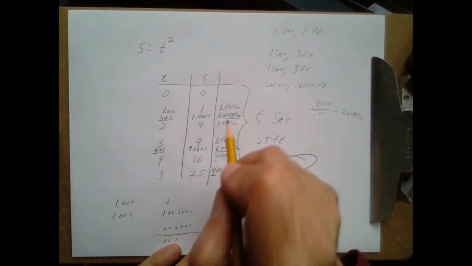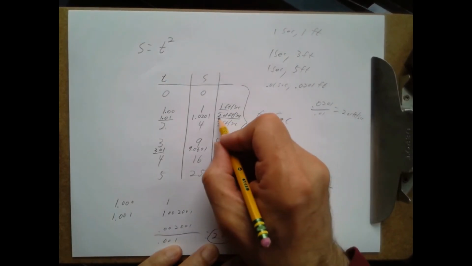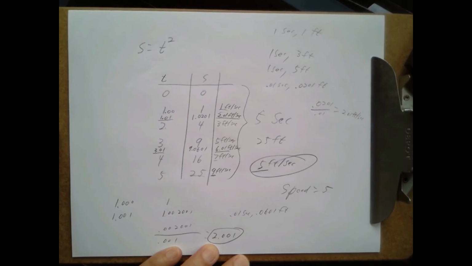So our first estimate was 1 foot per second. Our next estimate was 2.01 feet per second. Our next estimate, by looking only 1,000th of a second past this point, is that we're moving at 2.001 feet per second. Okay, this is where the concept of a limit comes in. A limit just says keep doing this but get to a ridiculous extreme.